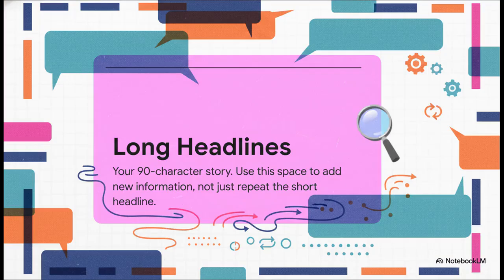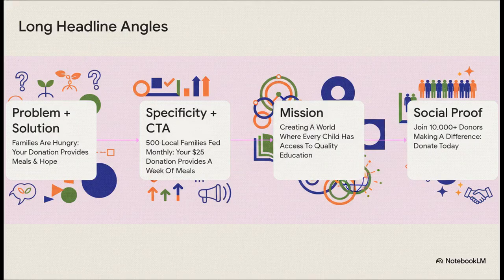Next up, long headlines. Here you get 90 characters to tell a bit more of a story. But here is the absolute golden rule. This space must be used to add new information. Don't just rephrase your short headline. It's all about adding depth and context that you couldn't fit in before. What's really cool here is how these formulas combine different elements for a much bigger impact. You're not just stating a fact, you're building a tiny little narrative.